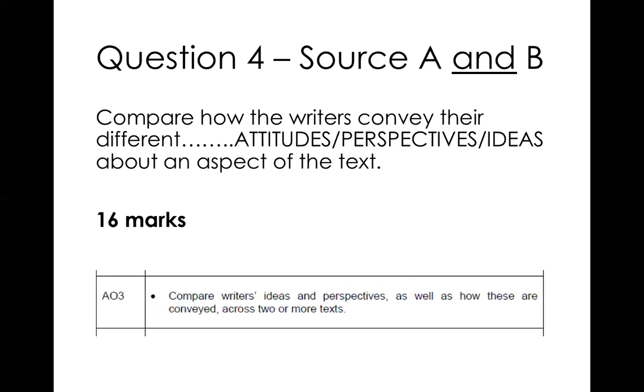So question 4, once again, we're looking at source A and B, and this question will ask you to compare how the writers convey their different attitudes, perspectives, ideas about an aspect of the text. Generally, the question always begins, compare how the writers convey their different something, all right? And again, these sources do have something in common. So there'll be something that both the writers talk about or share their ideas on, and your job is to comment on how they convey, how they present those things differently, okay? 16 marks, as I've said, and this links to assessment objective 3, where your job is to compare writers' ideas and perspectives, as well as how these are conveyed across 2 or more texts.